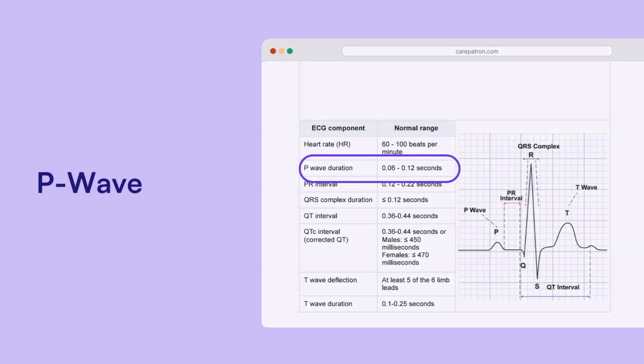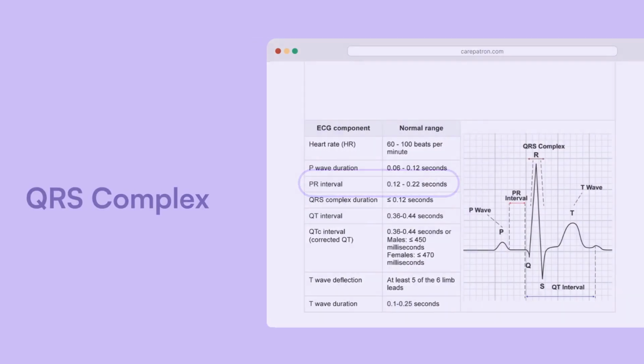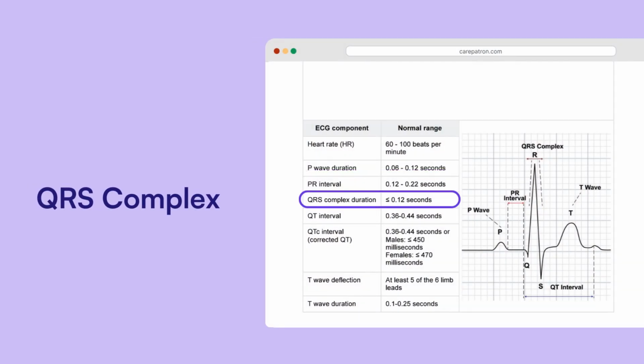PR interval. The PR interval, measured from the start of the P wave to the start of the QRS complex, should be 0.12 to 0.22 seconds. QRS complex. This represents ventricular depolarization. The duration should be less than 0.12 seconds. ST segment. This flat isoelectric section follows the QRS complex. Look for ST elevation or depression.